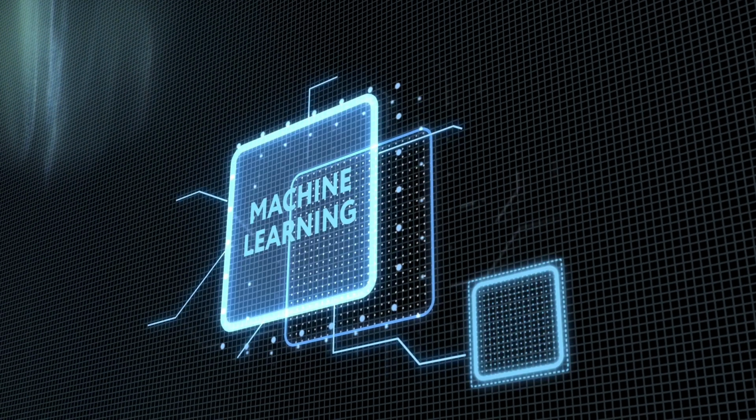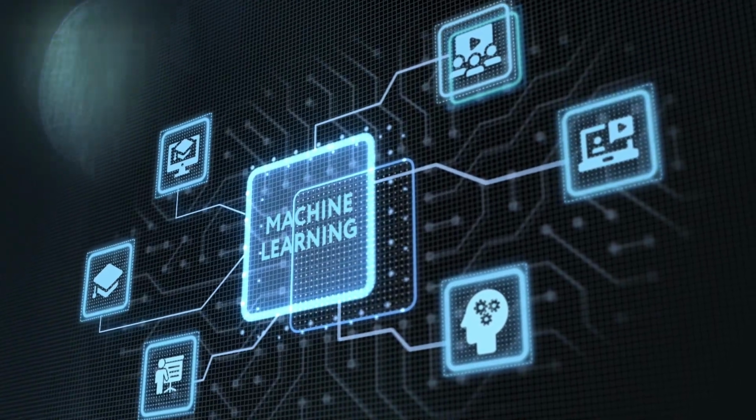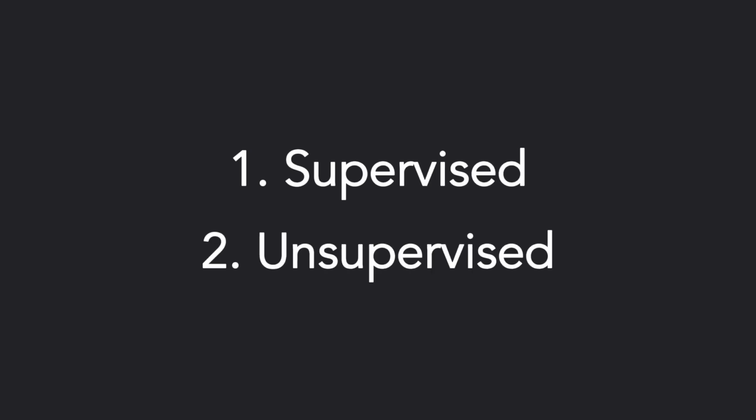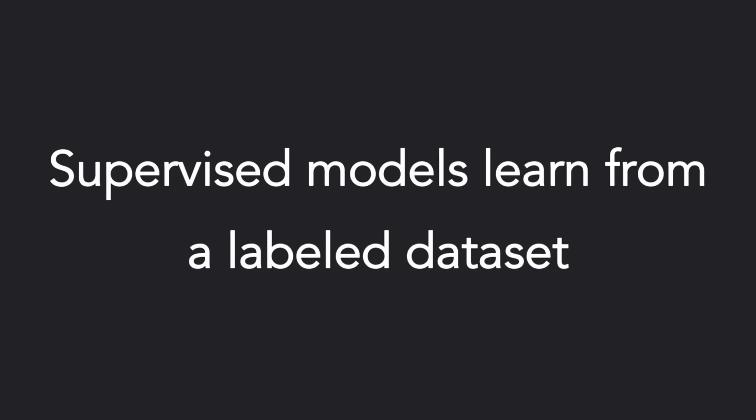In this video, we'll be going over the two types of machine learning models, or more accurately, the two ways to train models, supervised and unsupervised. Supervised models learn from a labeled dataset.